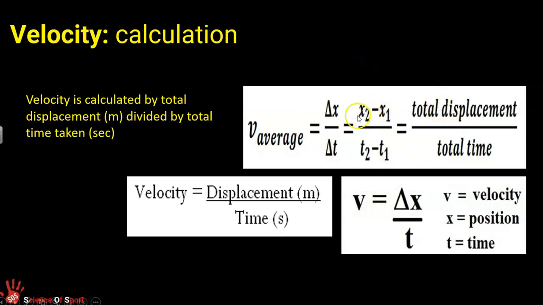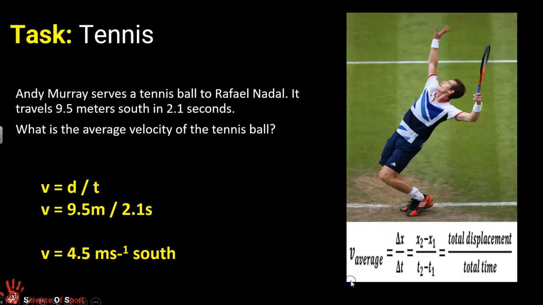So this one up here is the final position minus the initial position. This is the final time minus the start time. It just gives you the change in position over the change in time. This triangle, you'll see quite often, actually means change in. So change in position over change in time.